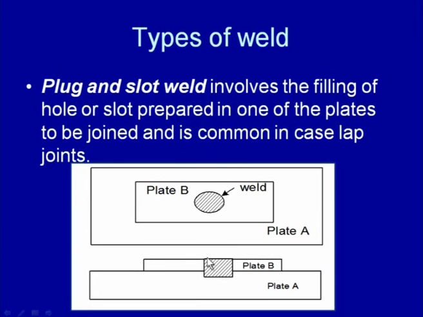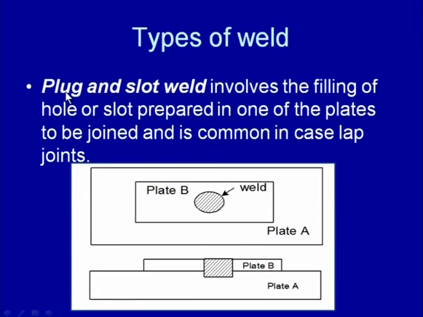So, here the weld is made by melting the edges of the top plate as well as melting of the near surface layers of the bottom plate. So, depending upon the shape of the slot being made in the top plate, we can define it as a plug weld or a slot weld.